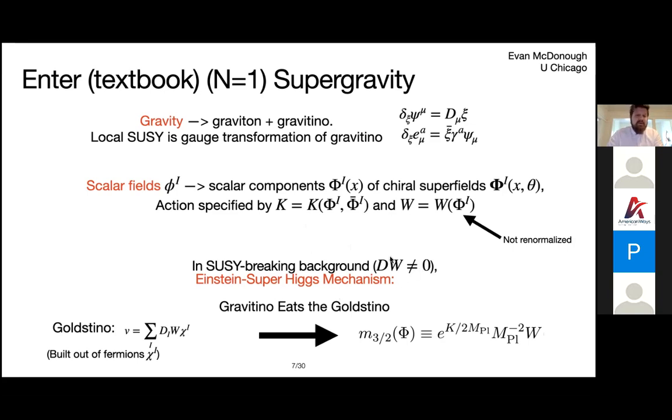And in a background that breaks supersymmetry, which is any cosmological background, in analogy with the Higgs mechanism, you have the Einstein super-Higgs mechanism, where instead of a Goldstone boson, you have a Goldstino of SUSY breaking. The gravitino eats the Goldstino to become massive. And the gravitino mass is determined by the Kähler potential and the superpotential.